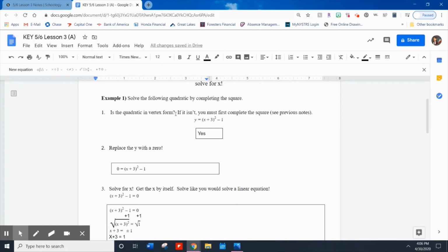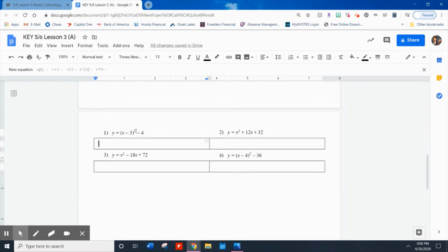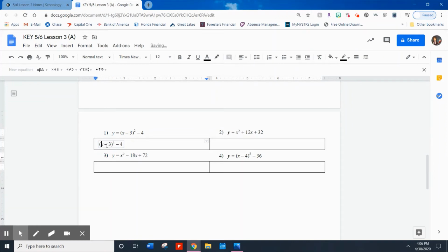Is this quadratic in vertex form? If it isn't, we must complete the square. Is this in vertex form? Yes, it is. Our next step is, because we're solving, we need to set the equation equal to 0, because we are finding the zeros of the equation.